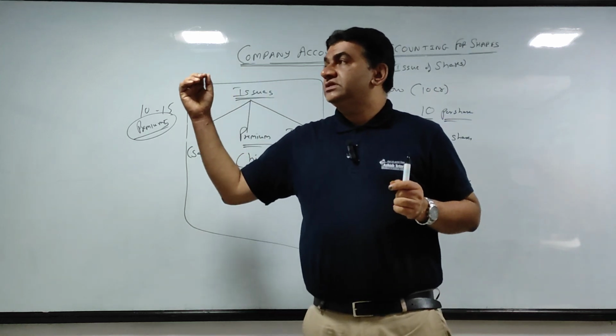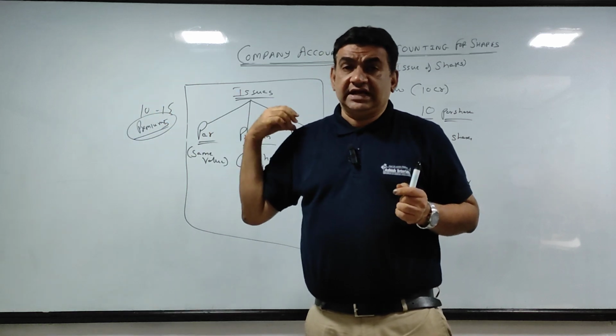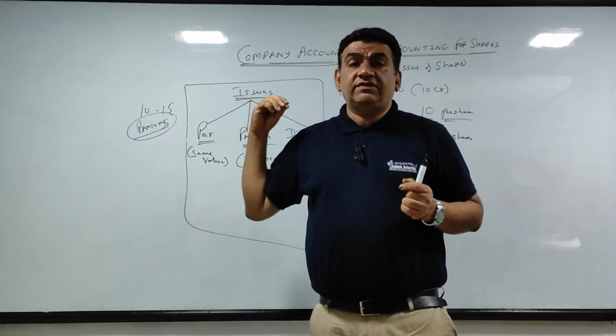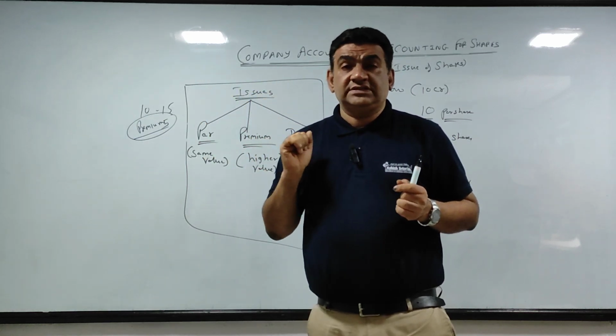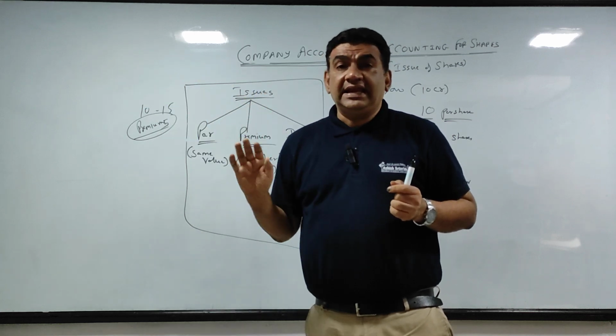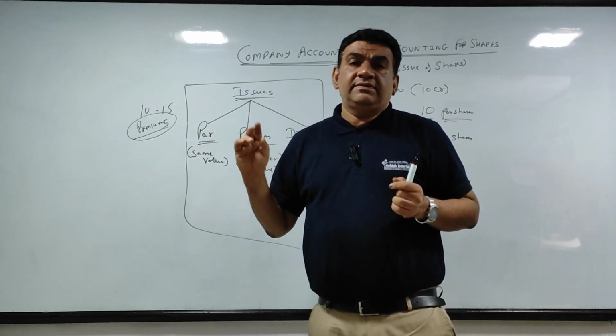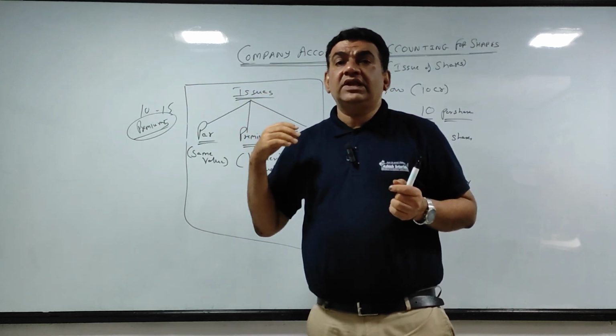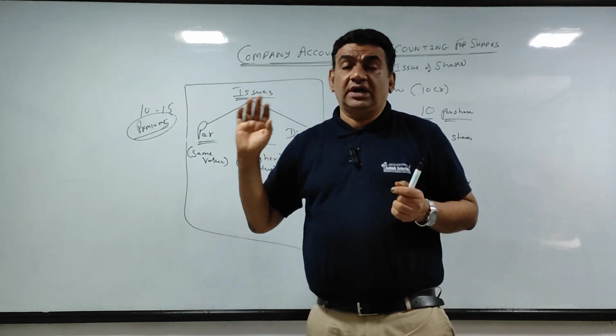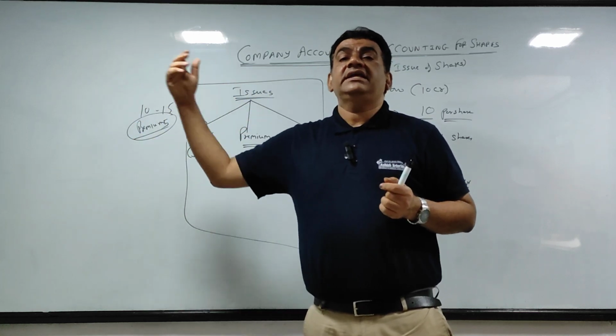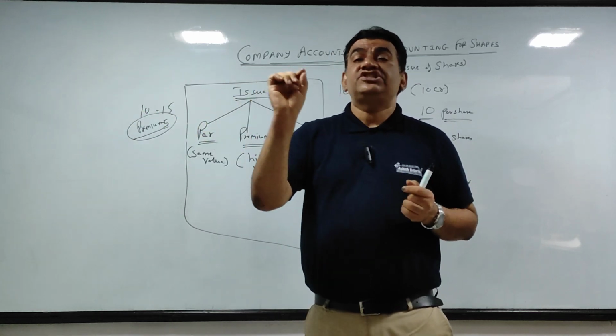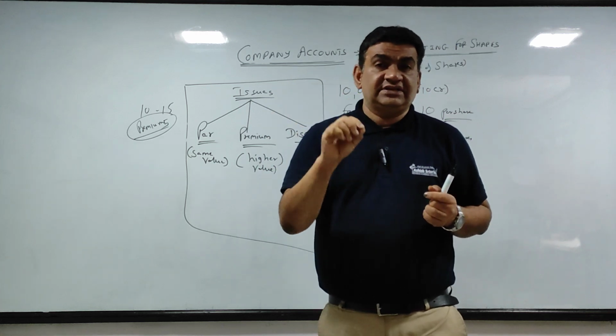Suppose I bought machinery from somebody. I buy a machine from somebody for 10 lakh rupees. I have to pay him 10 lakhs. Now what I tell him is, I will not give you money, I will give you 10 lakh of my company's shares. If he agrees, I give him 10 lakh of shares. This is called other than cash.